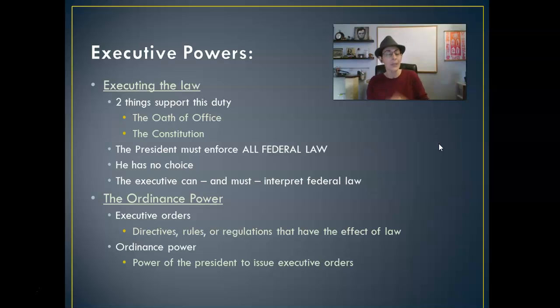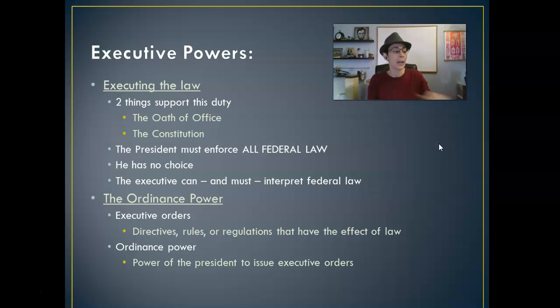And I say he because we have yet to have a woman president, but I have a distinct feeling that that is going to change relatively soon. I'm going to make a prediction now. Within the next 10 years or so, we will be able to see a female president. But currently, it's only male, so we're going to use he. He has no choice. He has to enforce all of it.